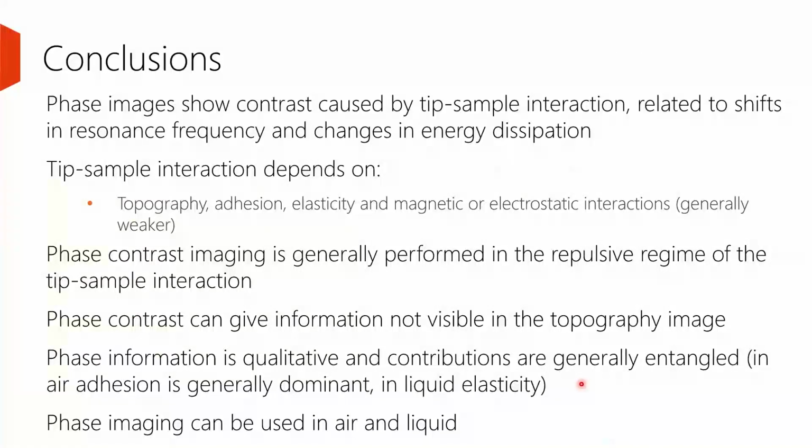With that, I'm getting to the end of this presentation. I hope I could convince you that with phase imaging, you can show contrast that's caused by the tip-sample interaction. It's related to either shifts in the resonance frequency or changes in energy dissipation. This tip-sample interaction depends on topography. If I go over an edge, I will get phase contrast. If there is adhesion, elasticity, but also magnetic or electrostatic interaction, it will cause phase contrast.